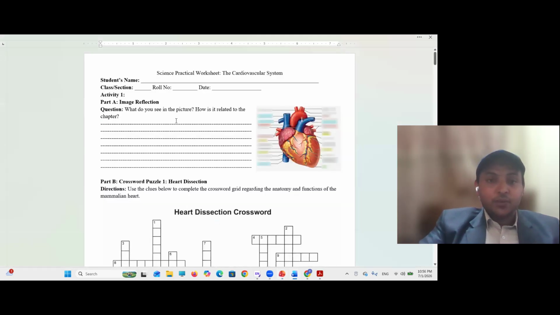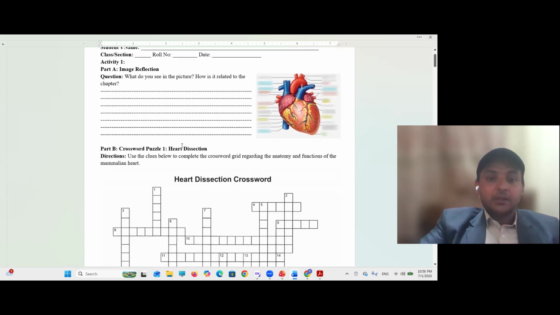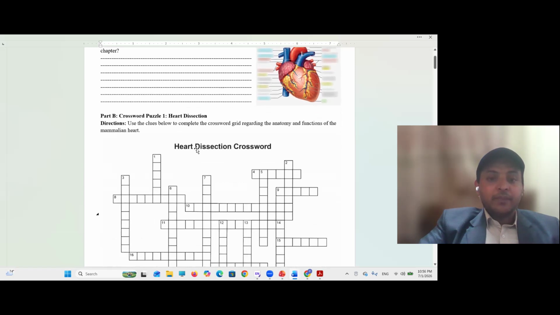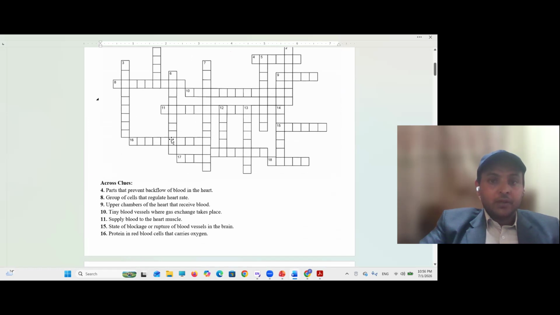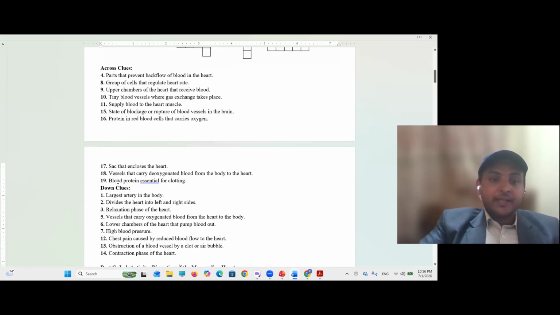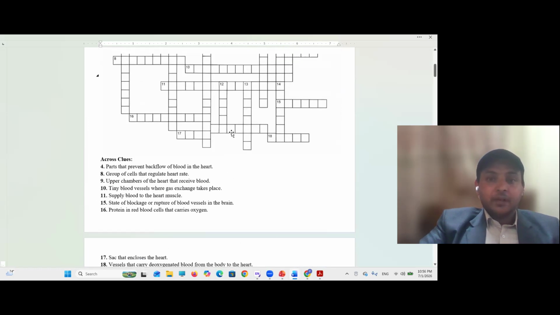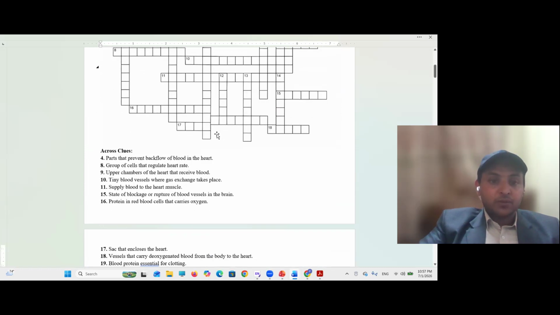Here you can see in this worksheet, students first of all will write a reflection on what they see in the picture and how it is related to the chapter. This worksheet will be provided to the students, and after observing the diagram of the heart, the student writes something about it, and later on they will fill in this crossword puzzle based on the clues provided here. Altogether there are 18, sorry, 19 words they need to fill in this crossword puzzle.